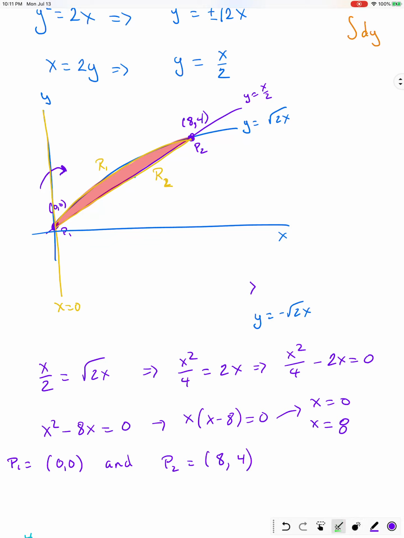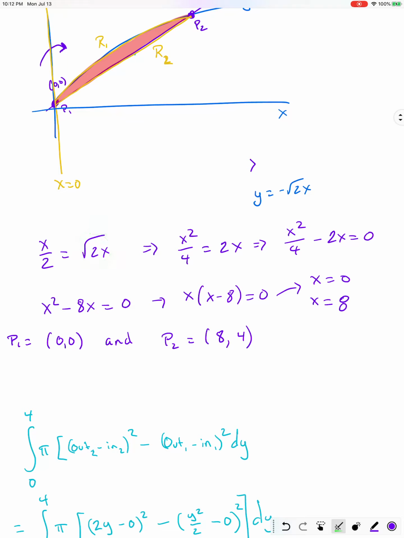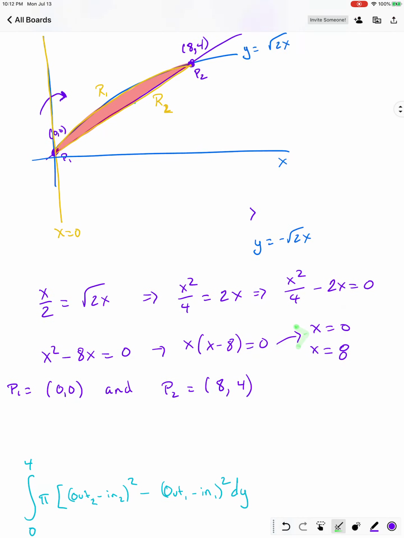Then I have to figure out where the two curves intersect. I did that by setting the two curves equal to each other: x over 2 equals the square root of 2x. I solved that by squaring both sides, then subtracting the 2x from the right side over to the left side, making it equal to 0. Then I multiplied everything by 4, and I get x squared minus 8x equals 0. I factored out an x, leaving x minus 8, so x equals 0 or x equals 8.